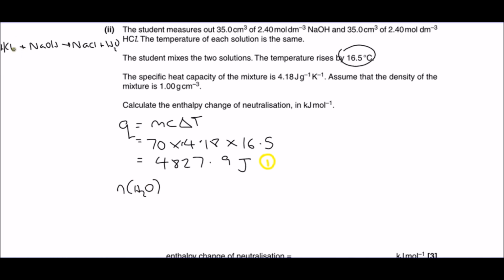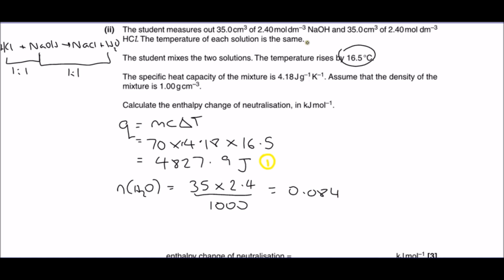Okay, again if we look back up here, we've got 1 to 1, and that's also 1 to 1 with water. So we work out the moles of anything from the left hand side, we've got the moles of water. So we're going to do concentration times volume, divided by 1000, and that gives us 0.084 moles. And we get a mark for that.